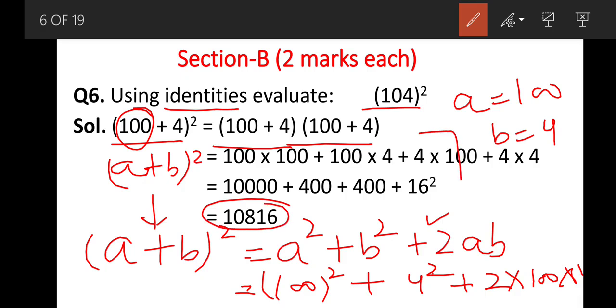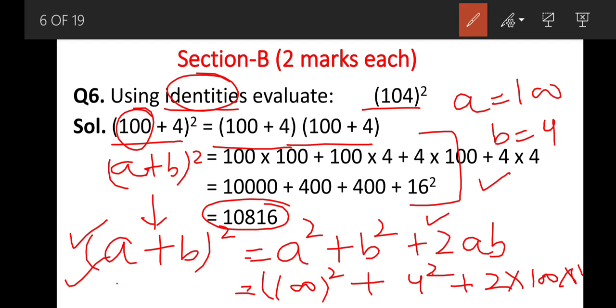This method is also correct, but this is your distributive law. But as it is mentioned in this question that you are supposed to use the identities, if identity is being mentioned, then you are supposed to use this method. Though I have shown you distributive law, that is also correct. You can also go with this method. But as identities is mentioned in the question, you are supposed to use this identity. Simple as this. It will be a plus b whole square.